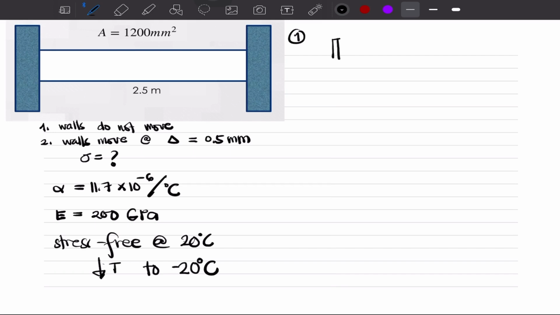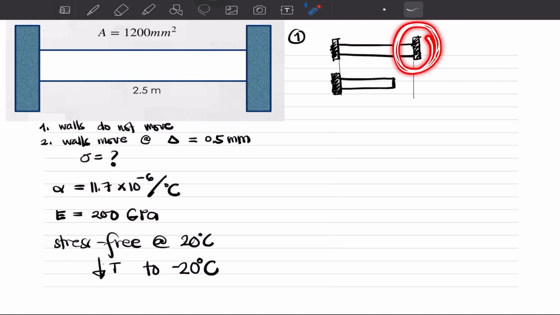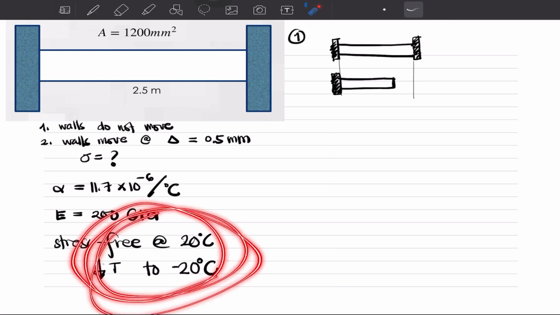So, this is your wall, and this is your rod. Originally, it was in between two walls. Okay, we remove the constraint. So, say we remove the right side. Say this is the rod. So, we let it deform freely based on how much the change in temperature is.